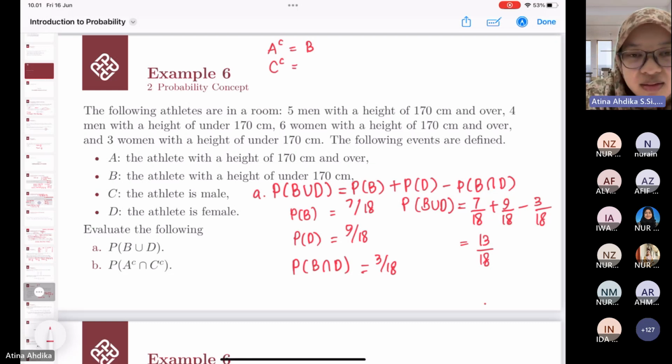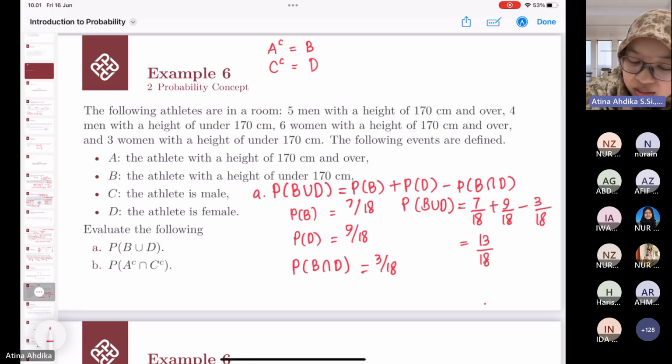C is the athletes who are male. So what is the complement of C? Six and three. 6 women with 170 cm and over, and 3 women with under 170. So we can also say that the complement of C is all the athletes that are female. So the complement of C is equal to D.